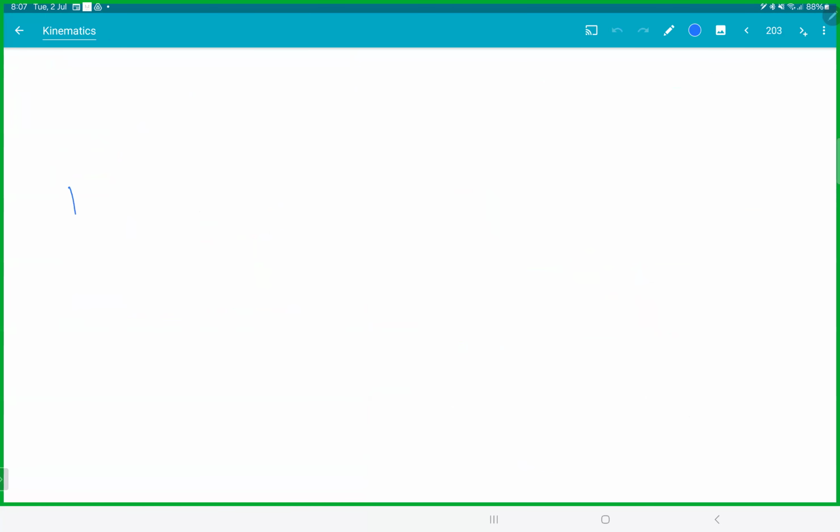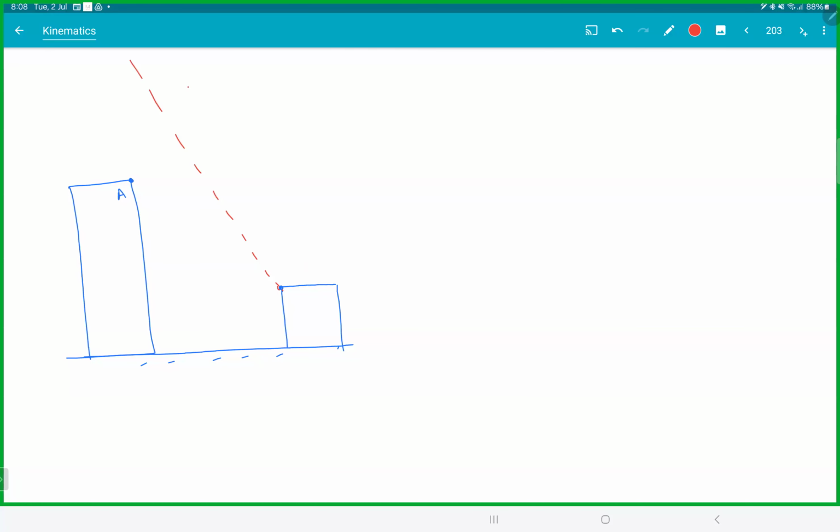So, if I look at the geometry here, this was A. This is the path of B as seen by A. In reality, B is going in a parabola, but A thinks that it's going in a line.